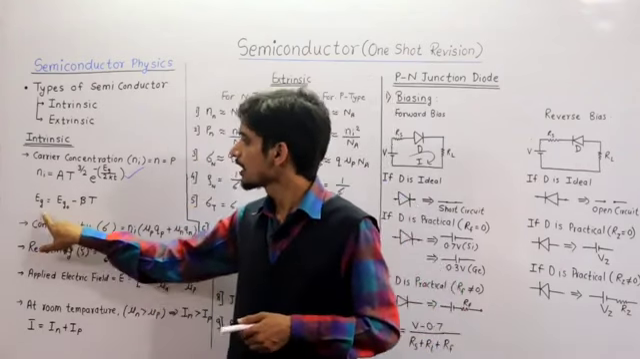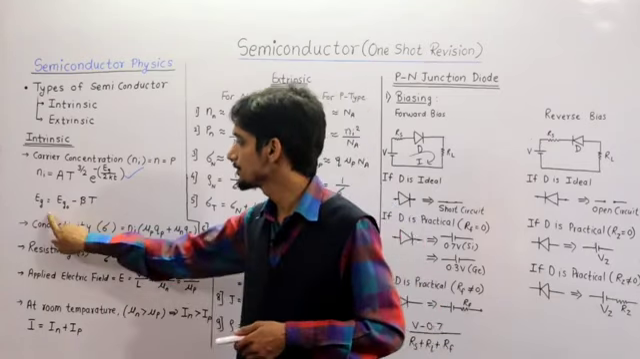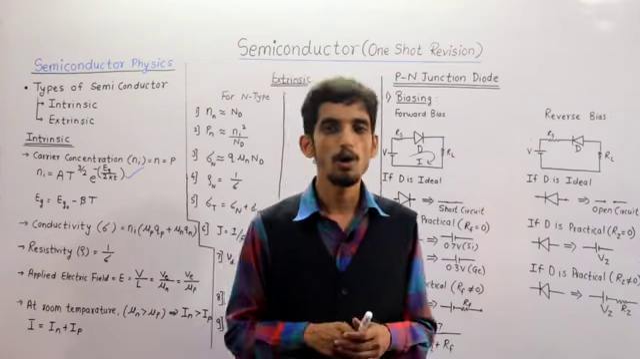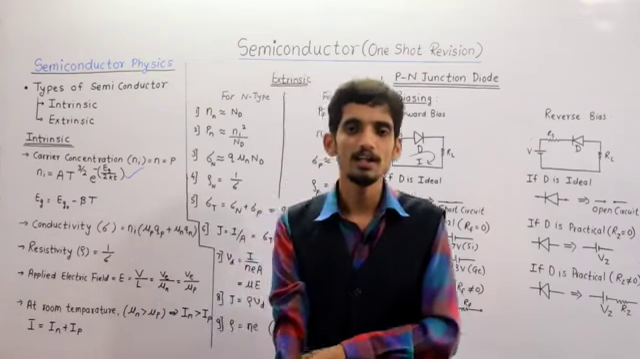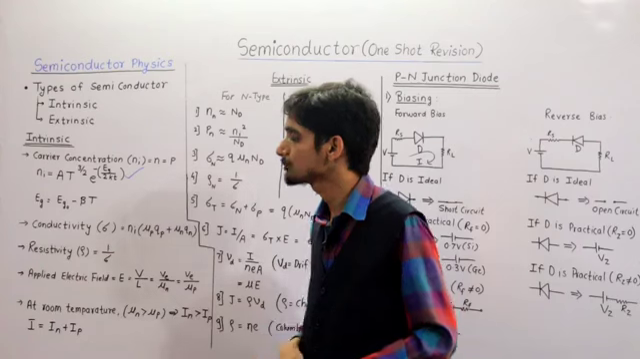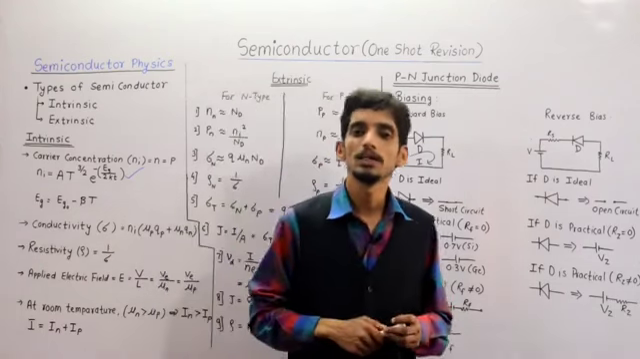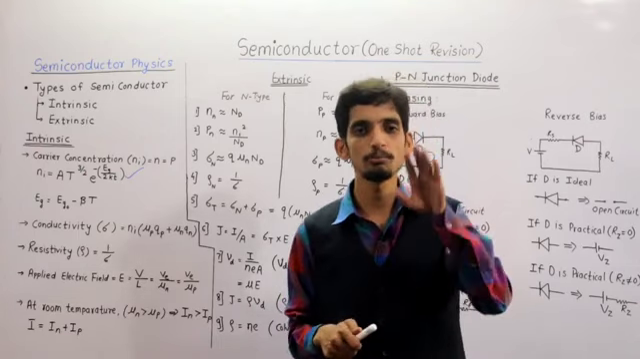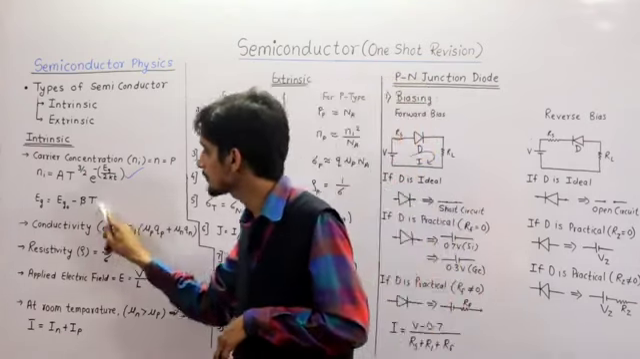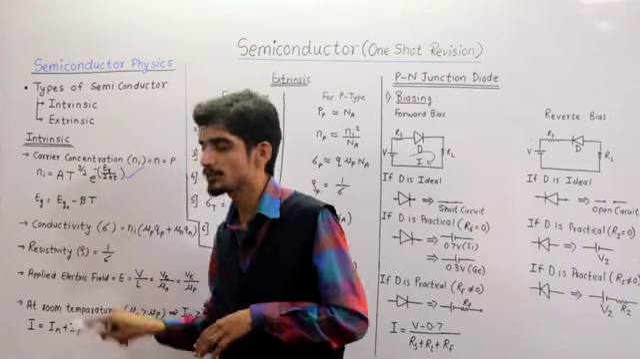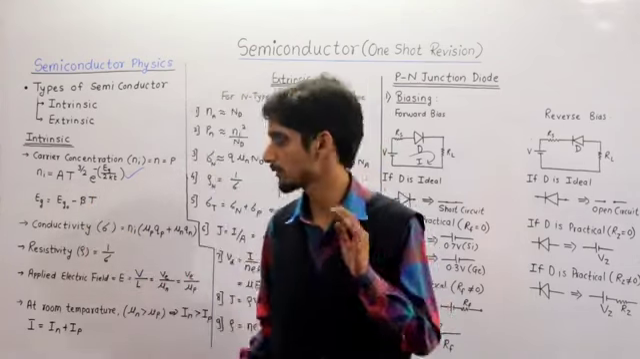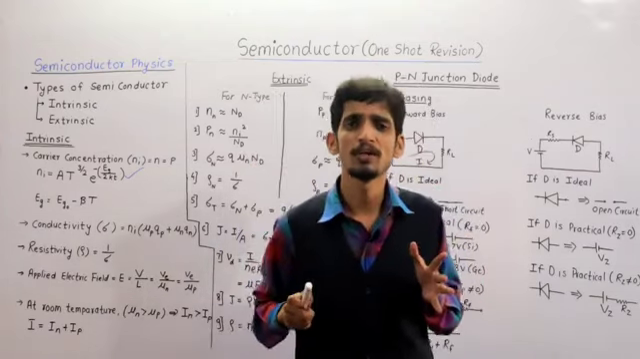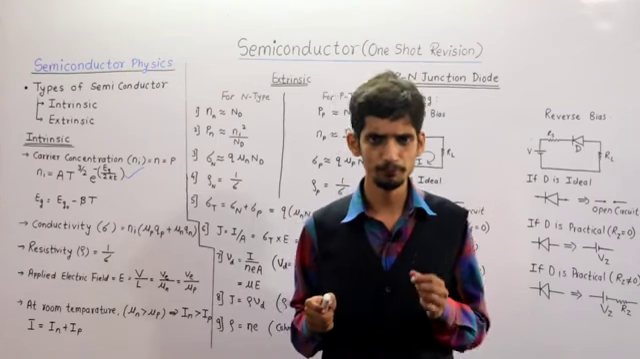Now the second important formula is Eg equals Eg0 minus beta T. This is the formula for the energy band gap of a material at any temperature. It means that from this formula it is observed that the energy band gap decreases with temperature. As the temperature increases, the factor beta T increases, so after subtraction the energy band gap decreases.